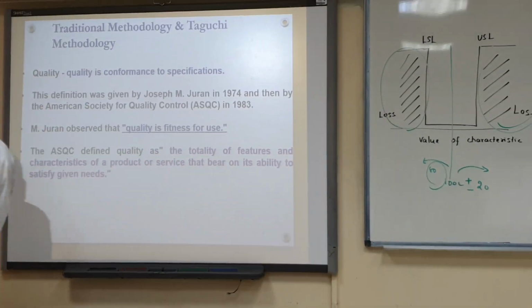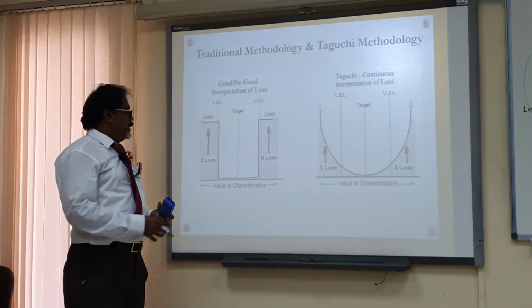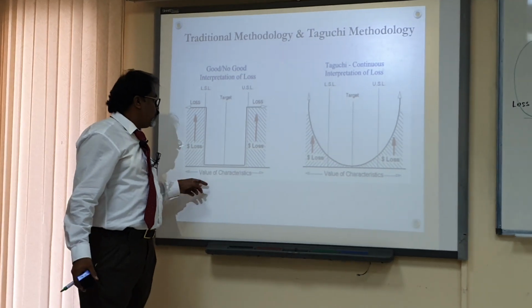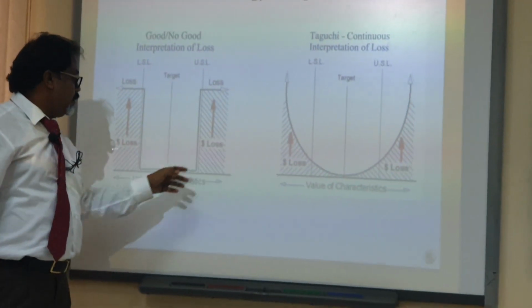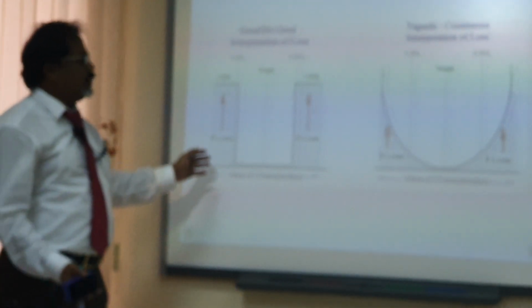See, the next slide is saying traditional methodology and Taguchi methodology. This is what I explained on the board. You see here, this is the value of the characteristic and there will be a target, and then after some time it will give loss. Away from the target value it will give loss.